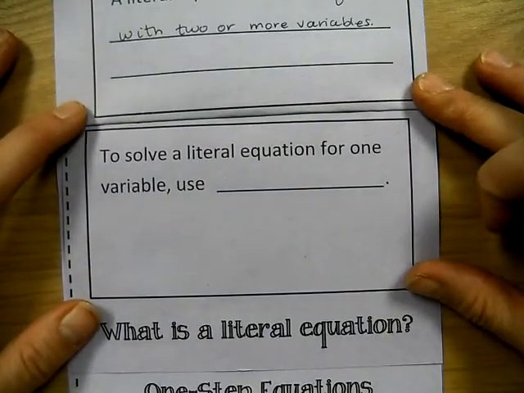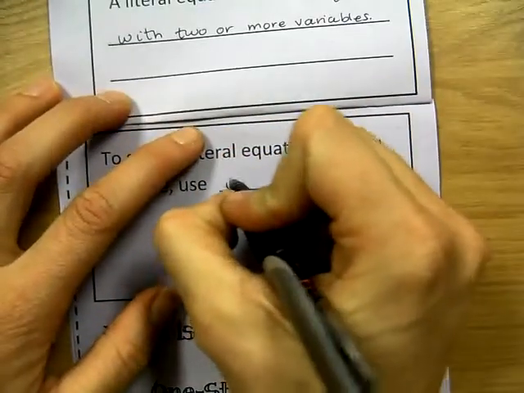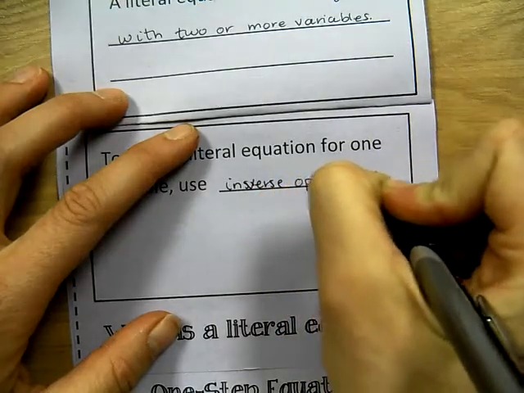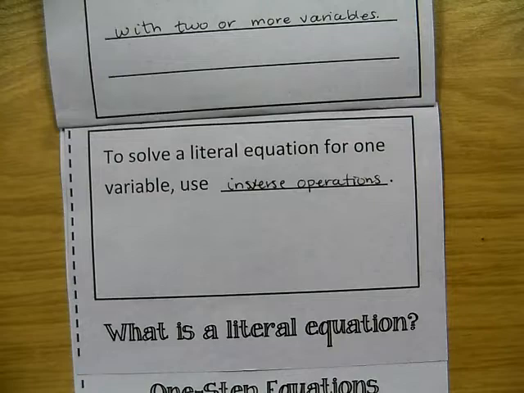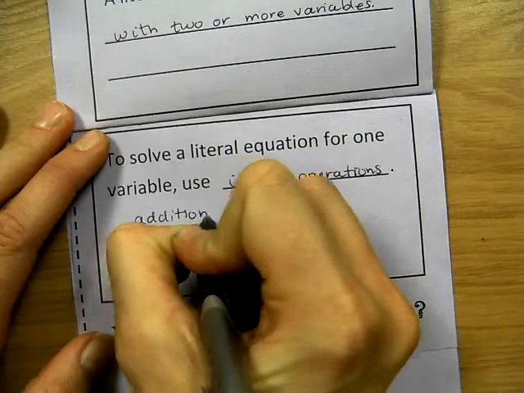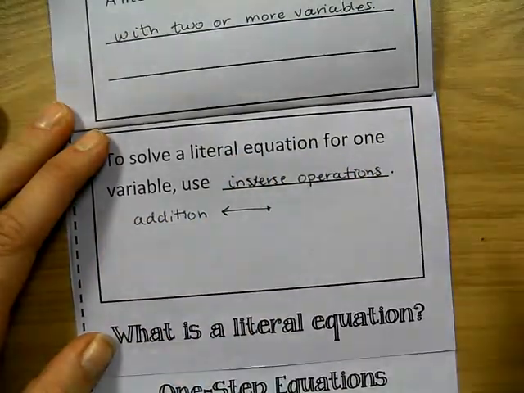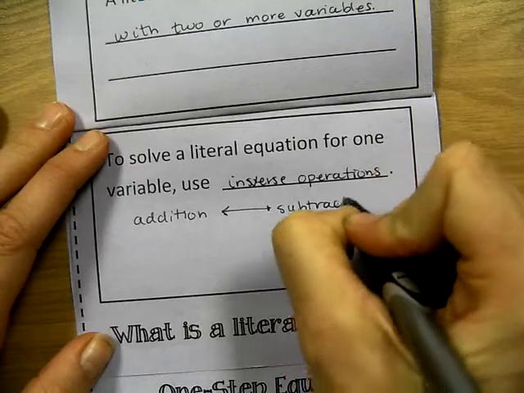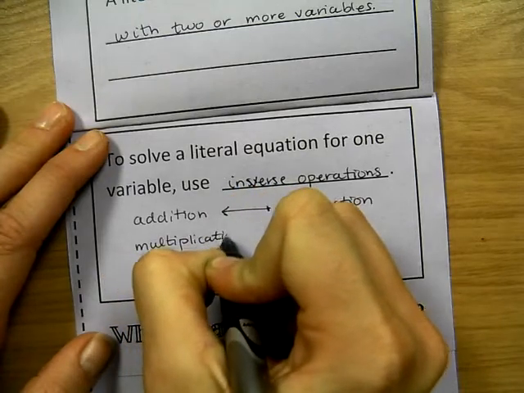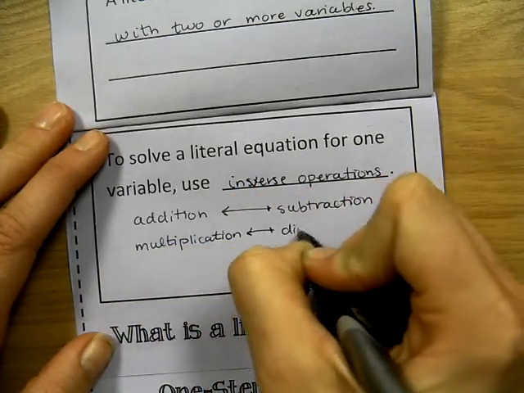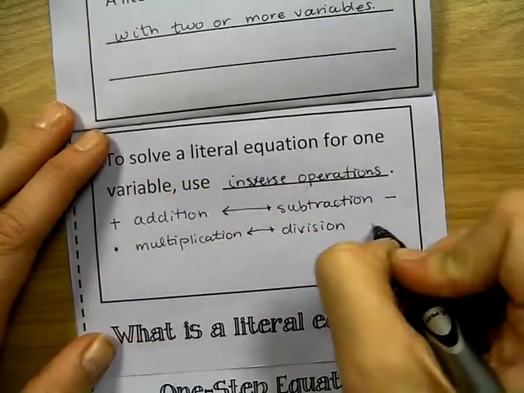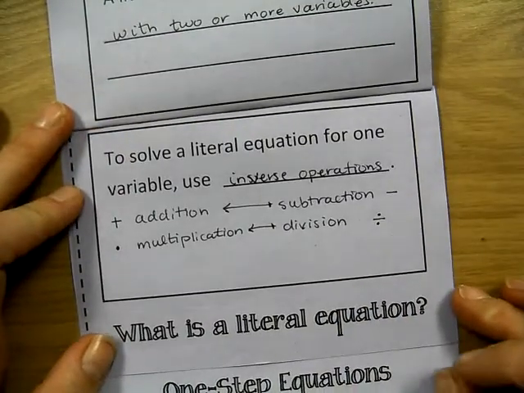To solve a literal equation for one variable, we use inverse operations, just like we did when we were solving equations with one variable. When I say inverse operations, I mean addition is the inverse of what? Subtraction. And multiplication and division are inverses of one another. So addition and subtraction, multiplication and division, they are inverse operations of one another.